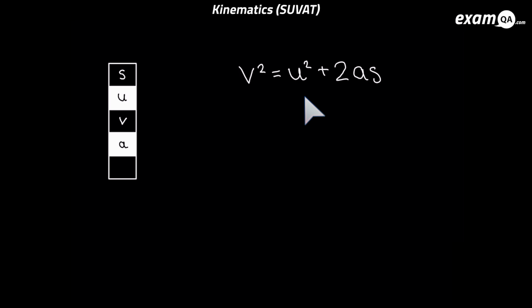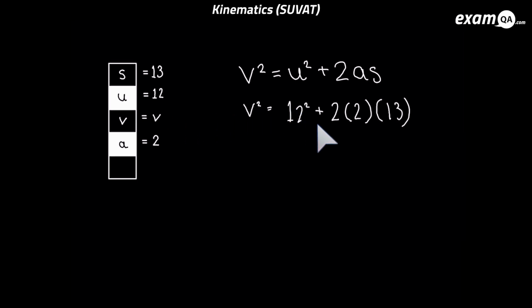So let's get some numbers and try using this formula. Okay, so we need to work out V, and we're given S, U, and A. So let's go ahead and fill the formula in. You can simply put the right hand side into your calculator, and we get V squared equals 196. And square rooting gives us V equals 14.